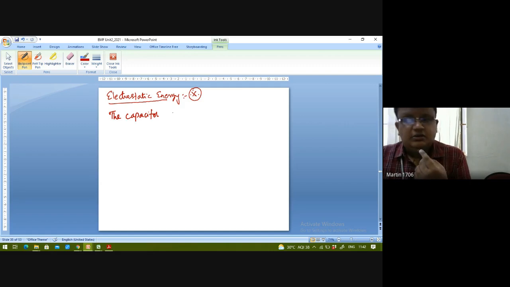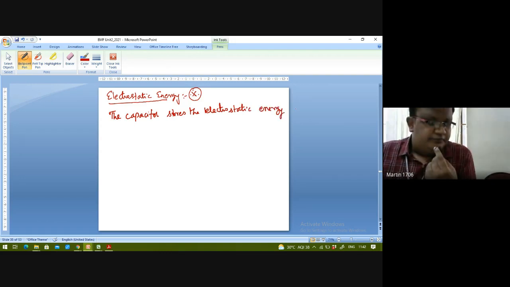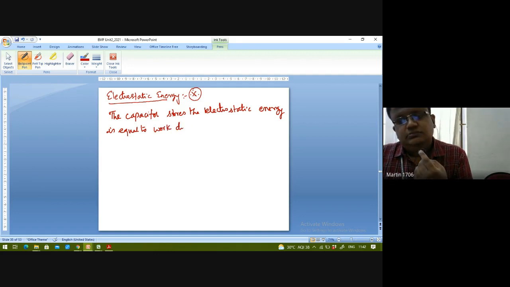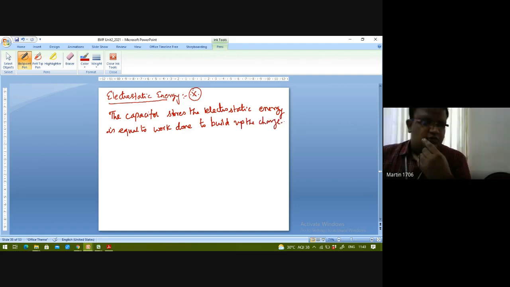So the capacitor stores the electrostatic energy, which is equal to the work done to build up the charge. So it can be literally given like this.